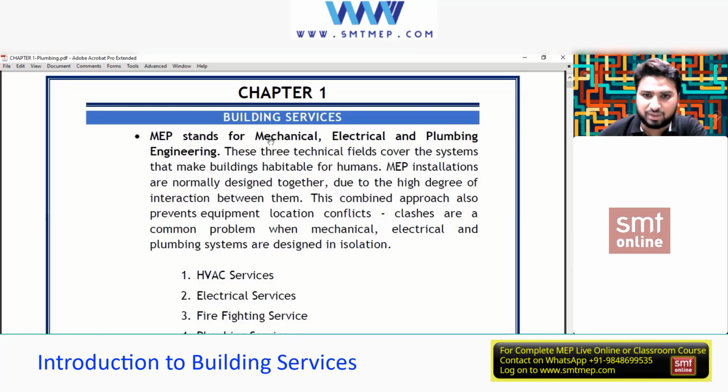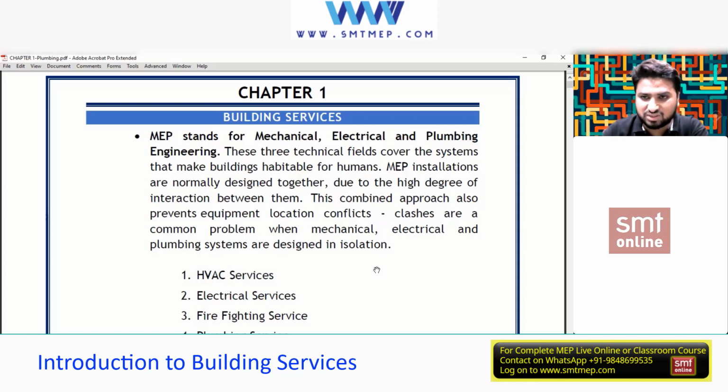So they are listed, but what is the reason behind MEP being given priority? The reason MEP is given so much priority is that this is the biggest service among all the building services. I mean, I'm talking about the building services, not about the building. The building is complete, including all services. Yes or no? So what I'm saying is this is the biggest service of all the services.